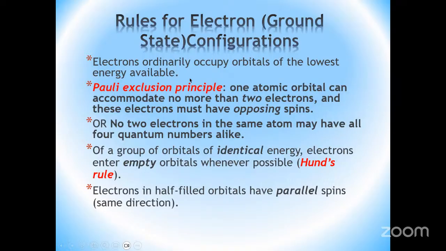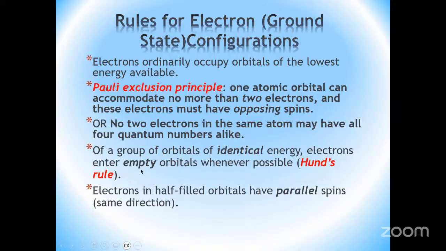You try to put the electrons in the lowest energy orbital first before you add any more electrons in the higher orbitals. Now, this is something that you may not have met before. I certainly didn't cover it in introductory chemistry. It's called the Pauli exclusion principle. It says one atomic orbital can accommodate no more than 2 electrons. And if those 2 electrons occupy the same orbital, they must be spinning in opposite directions.